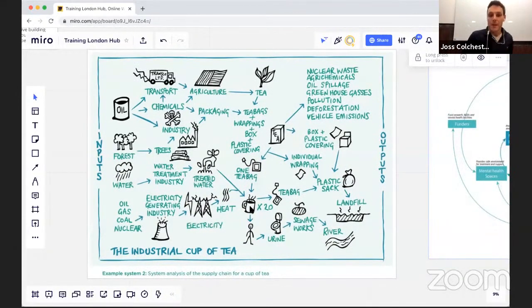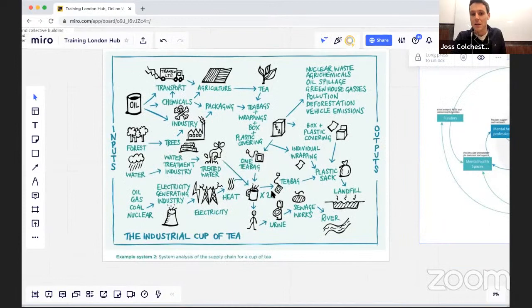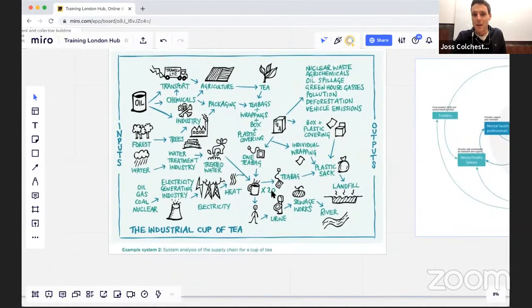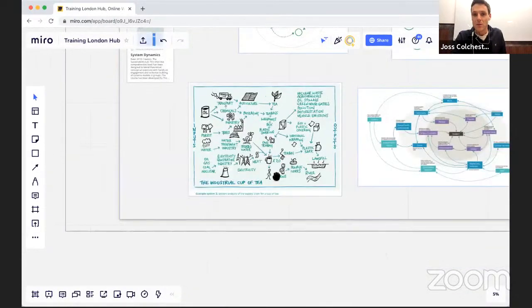So that's what we're talking about, a system. And you can see here, these are elements: oil, the trees, the factory and the water. These are all elements, and they're obviously interrelated in a particular way to deliver a function. So that's what we're talking about. That's a very basic idea. When I say systems mapping, that's what I'm talking about.